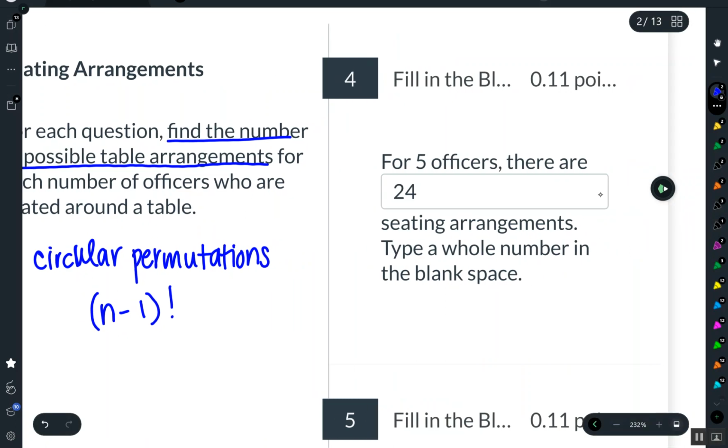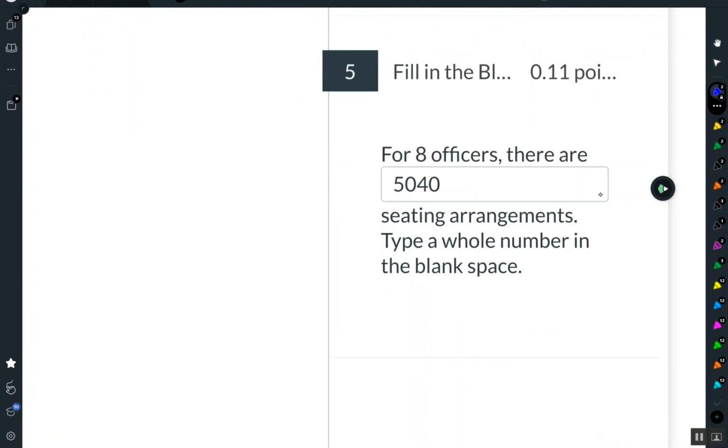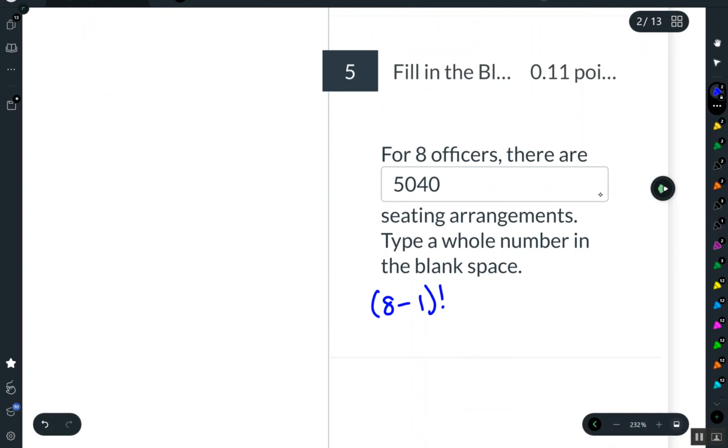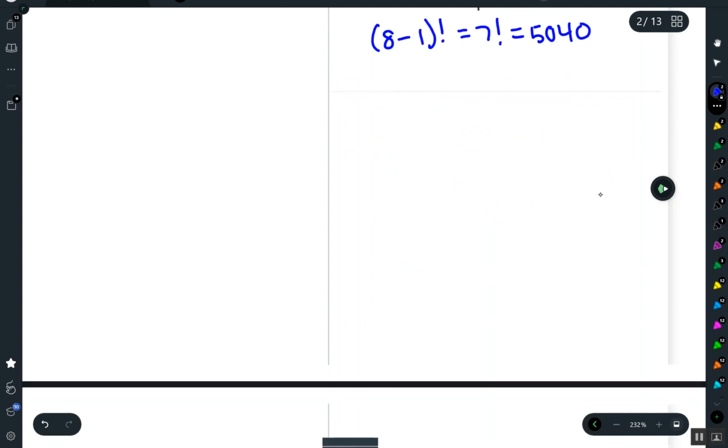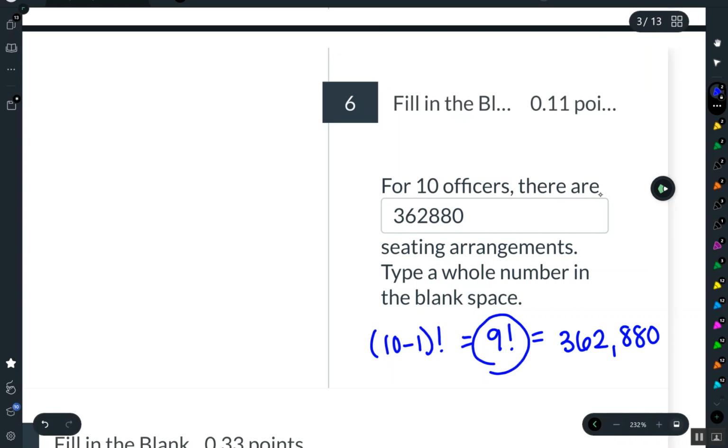So if there's 5 officers, we're going to do 5 minus 1 factorial, which is 4 factorial, which is 24. For 8 officers, there are 8 minus 1 factorial, or 7 factorial ways, which is 5,040. For 10 officers, it's going to be 10 minus 1 factorial, which is 9 factorial, which is a large number of 362,880. Again, you could just plug this into a calculator. You can multiply 9 times 8 times 7 times 6 times 5 times 4 times 3 times 2 times 1.